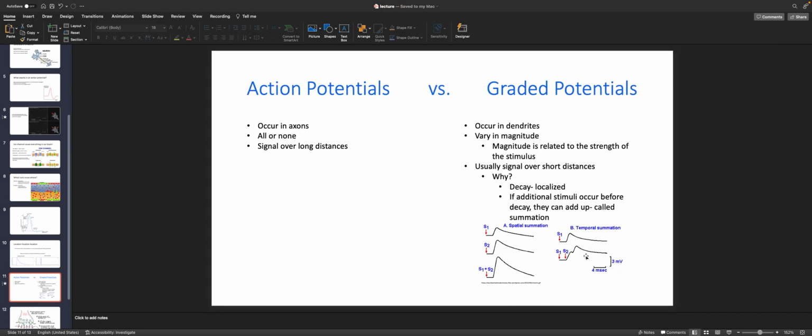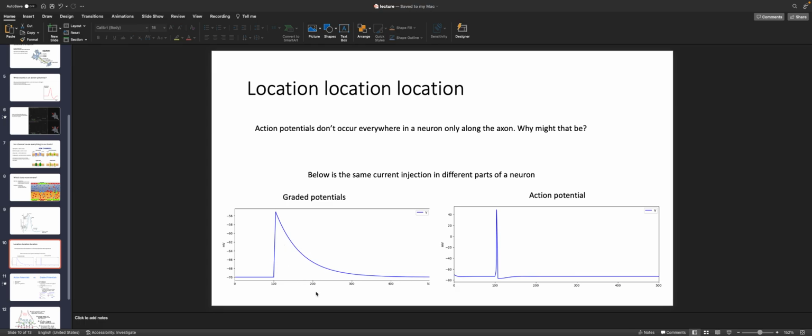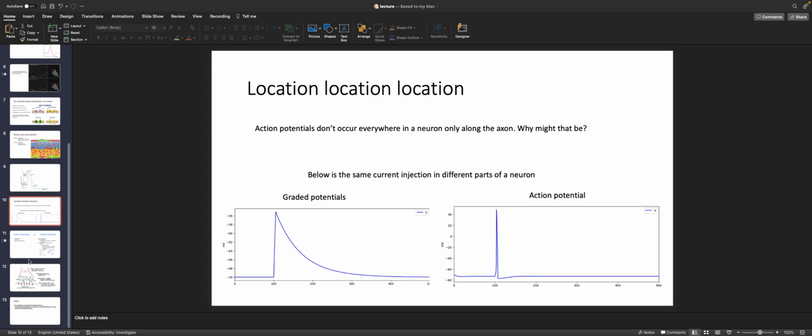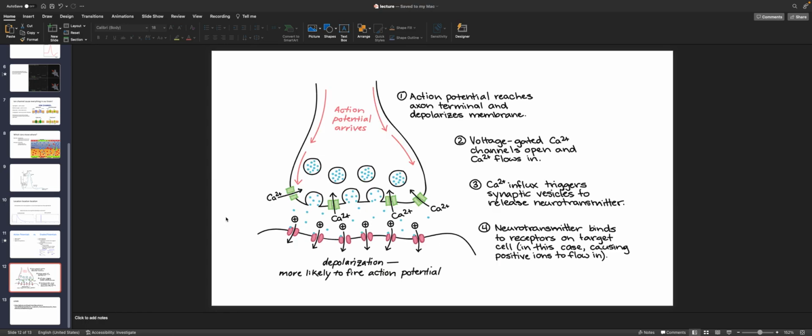But you can also have something called temporal summation, which is when you have S1 happen, and then a little bit later you have S2, and you can see how it goes like that, and then bumps up again because that second signal comes in. So you can have these things summed to form larger graded potentials. And like I said earlier, they can also decay, which is what this graph is showing, due to those leak channels.